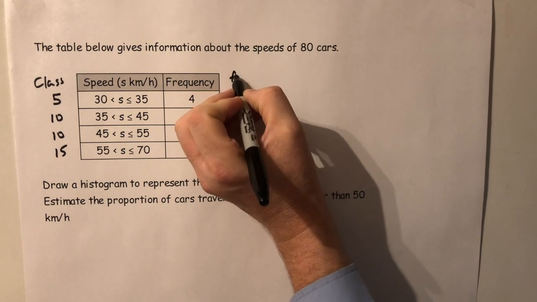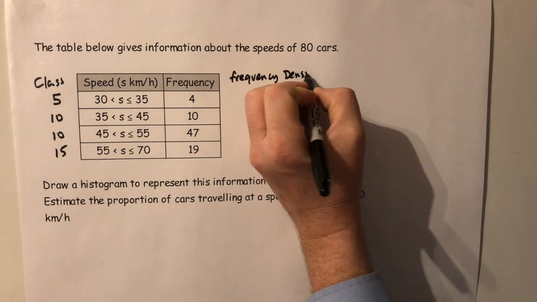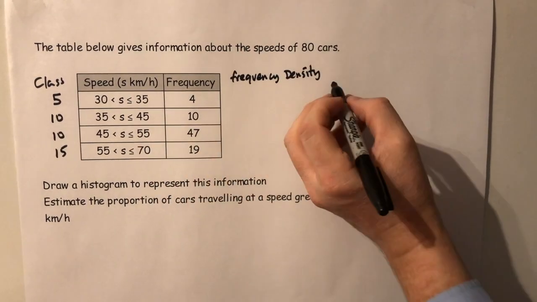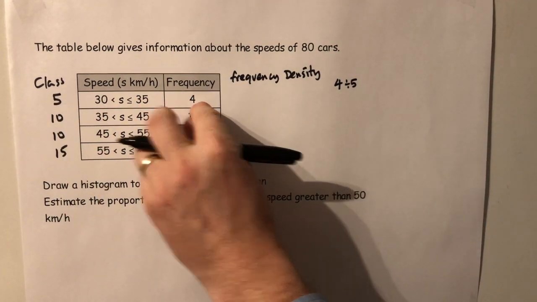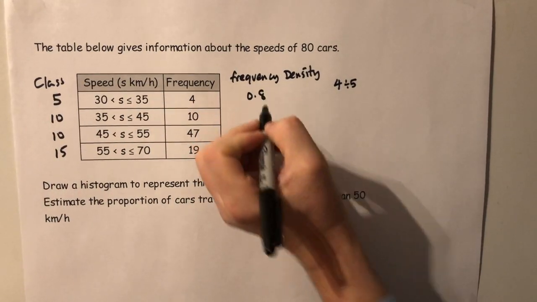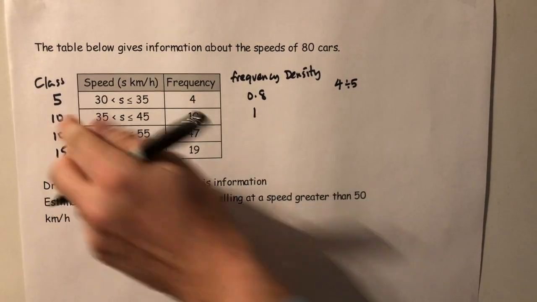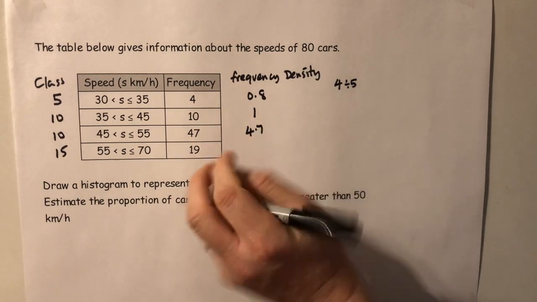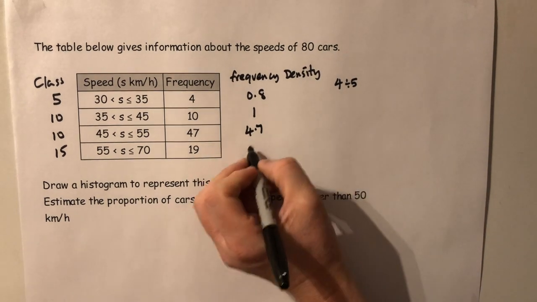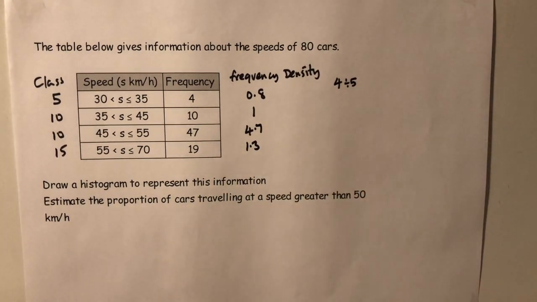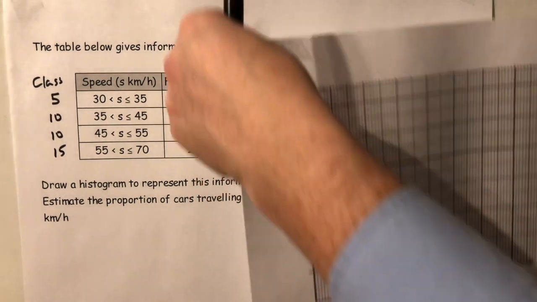So the heights, otherwise known as the frequency density, are found by dividing the frequency by the width. So 4 divided by the 5, 0.8, 10 divided by the 10, 1, 47 divided by the 10, 4.7, and 19 divided by the 15, which rounds off to 1 decimal place as 1.3. From that, we can then draw the histogram.